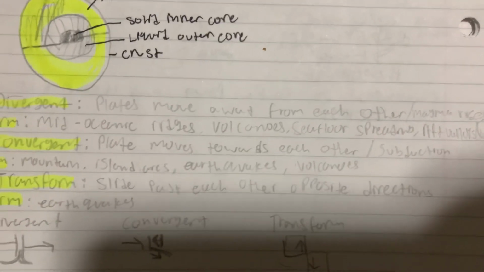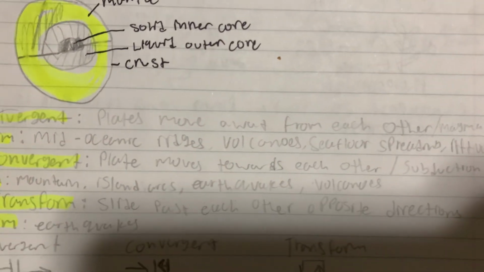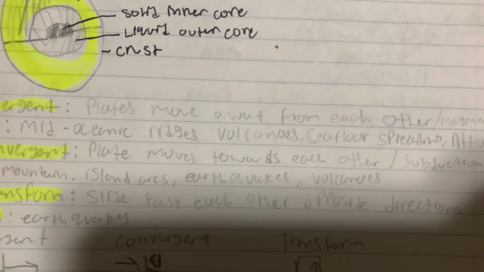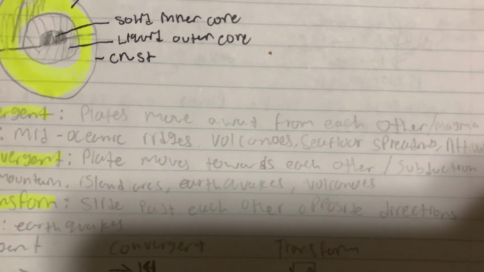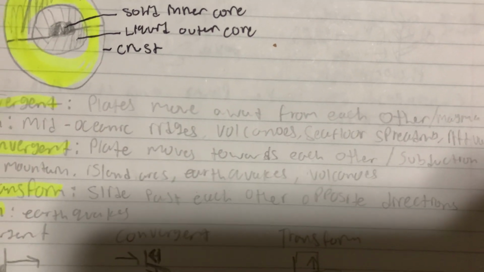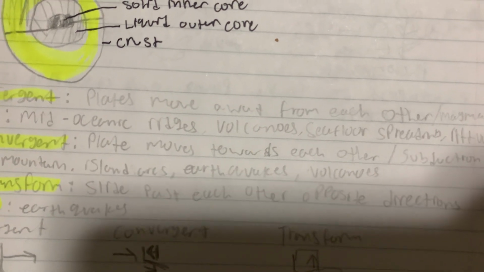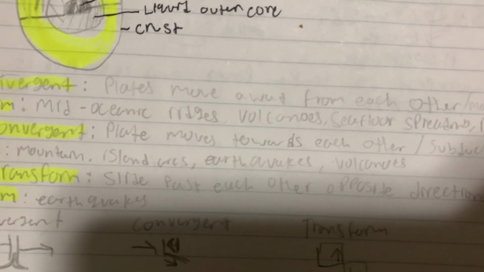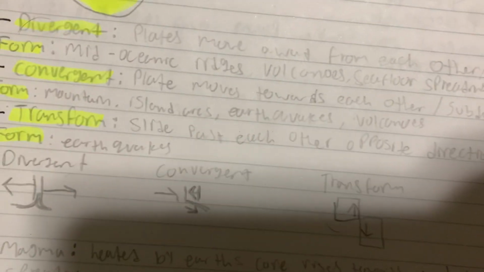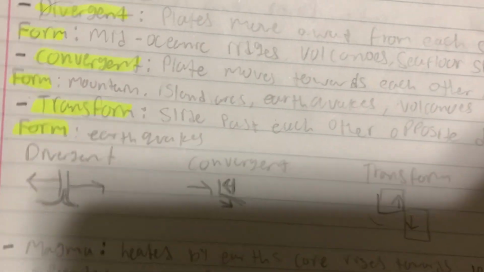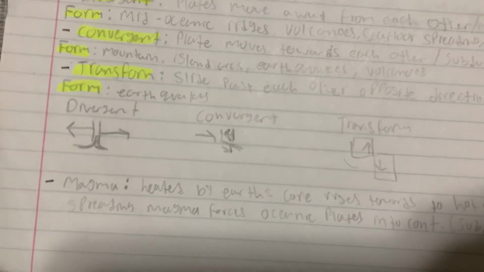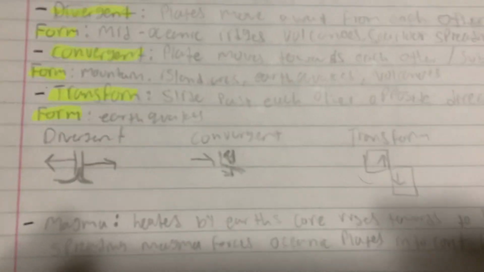And then there's convergent, where plates move towards each other, which causes subduction and forms mountains, island arcs, earthquakes, and volcanoes. And then lastly, transform, where plates slide past each other in opposite directions and form earthquakes. And here's a picture that demonstrates how they work.